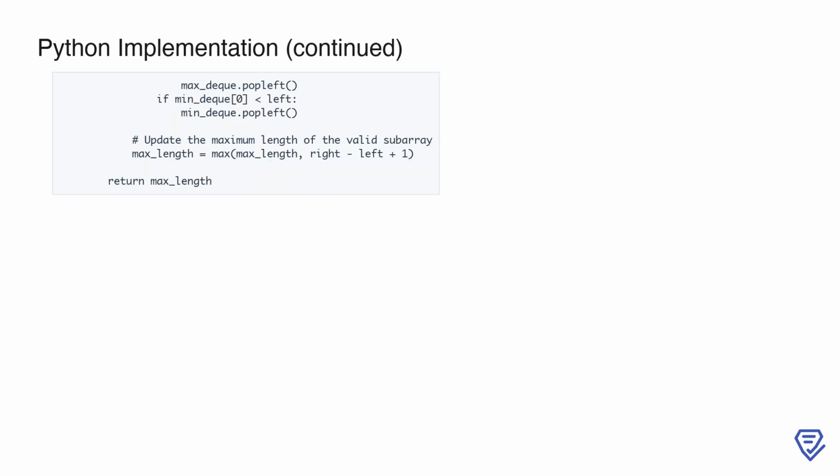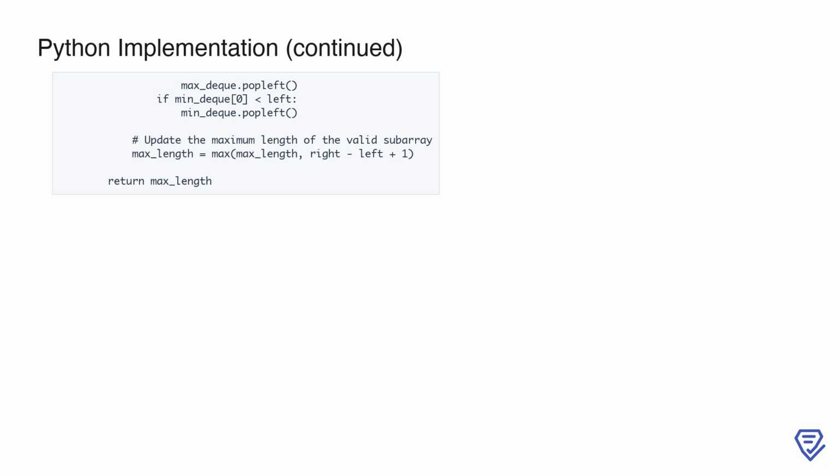If the maximum or minimum indices in the deques are now out of range due to the left pointer moving forward, we remove them from the front of their respective deques using the popleft method. This ensures that both deques only contain indices within the current window. Once the window is valid again, we calculate its length by taking the difference between the right and left pointers, adding 1 to account for zero-based indexing. We then update the max_length variable to store the maximum length encountered so far.